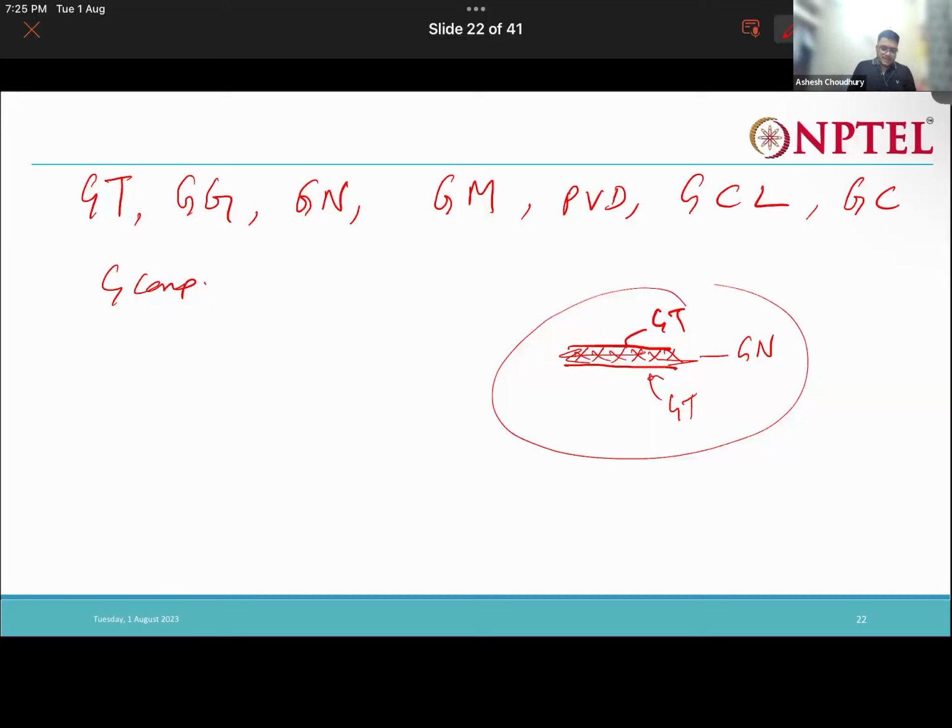Okay, so now there are many types of geotextiles, right? We already studied woven, there are non-woven, right? So there are woven, there are non-woven. These are differentiated on the basis of the manufacturing procedure. The manufacturing procedure of woven geotextile is different from that of non-woven geotextile.